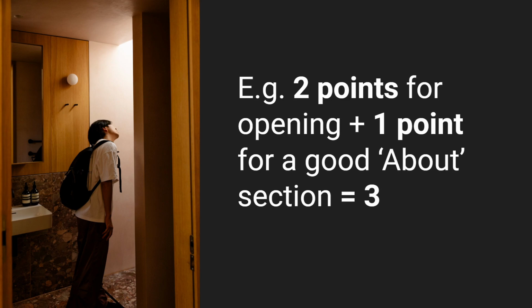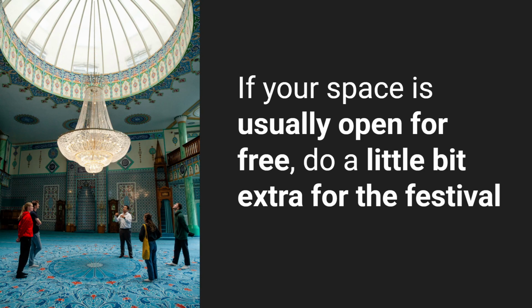So, for example, how this might work in relation to the criteria is you get 2 points for opening the space, and you get 1 point for a good about section. So that's making sure there's lots of interesting information on your listing for visitors, and that would score you the 3. So hopefully that feels quite straightforward and achievable.